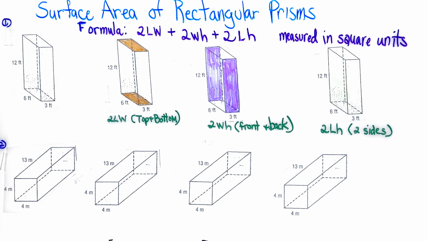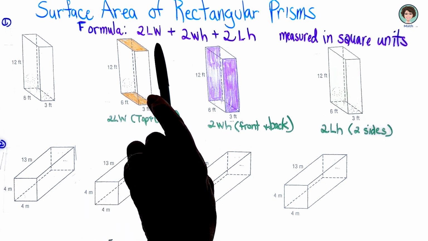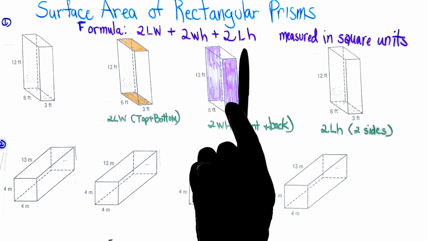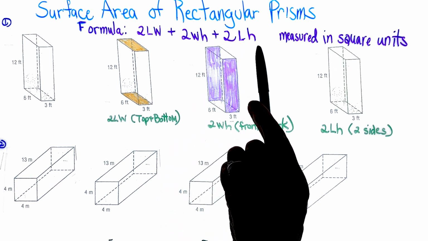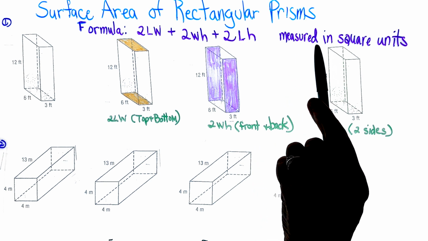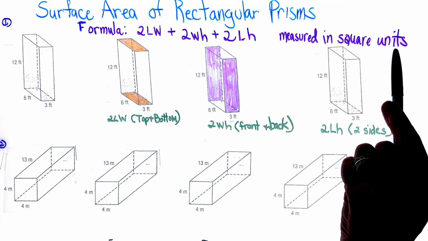In this lesson, we're going to be finding the surface area of rectangular prisms. And you'll see the formula listed is 2 times the length times the width, plus 2 times the width times the height, plus 2 times the length times the height. And when we're done, since it's surface area, it's going to be measured in square units.